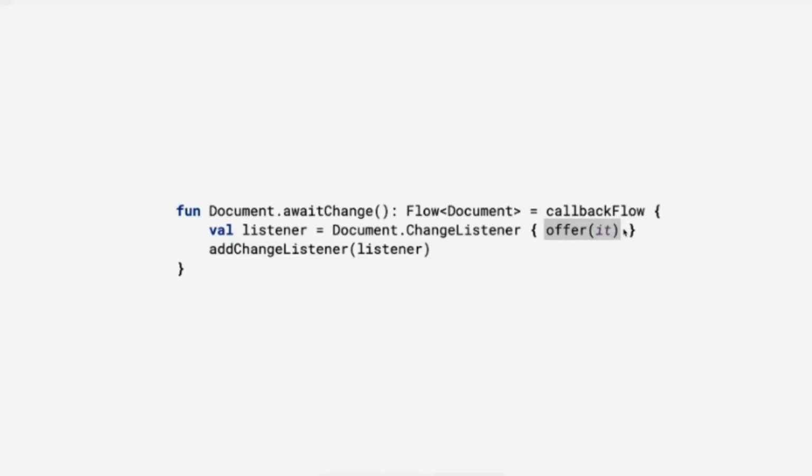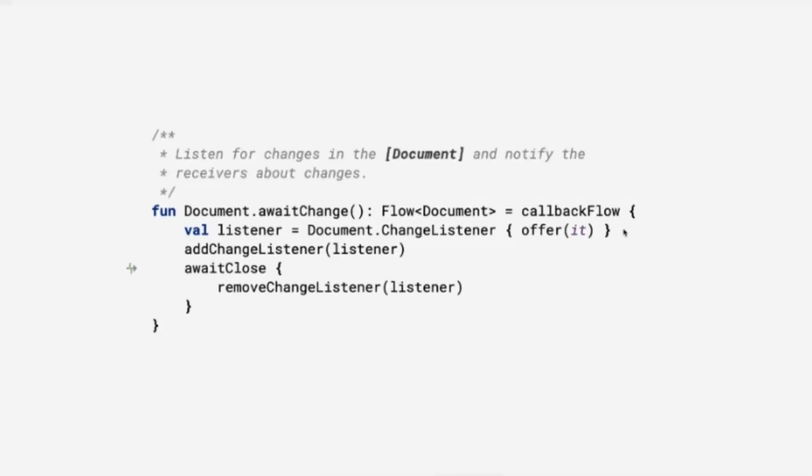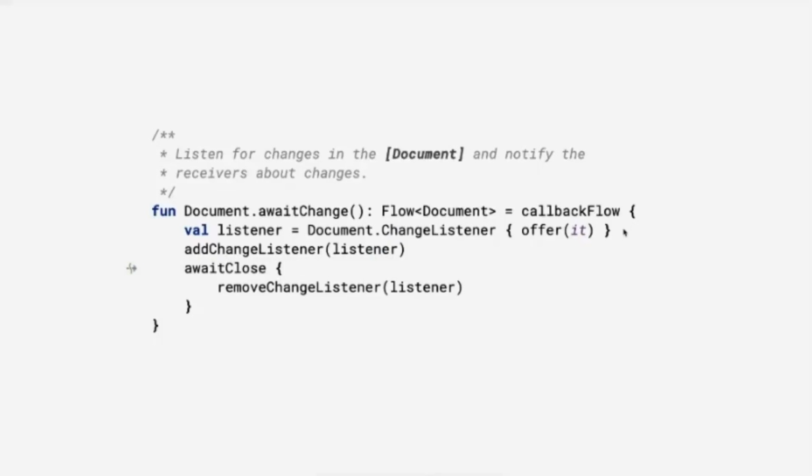Then at some point you would need to remove the listener, right? Like we saw before. So Flow provides an amazing function called awaitClose. This function is called when the coroutine is cancelled. So here you can safely remove your listener. Finally, with code comments, it looks something like this, which a lot of people forget to write. Yes, so that's how you could convert your legacy code into Flow.